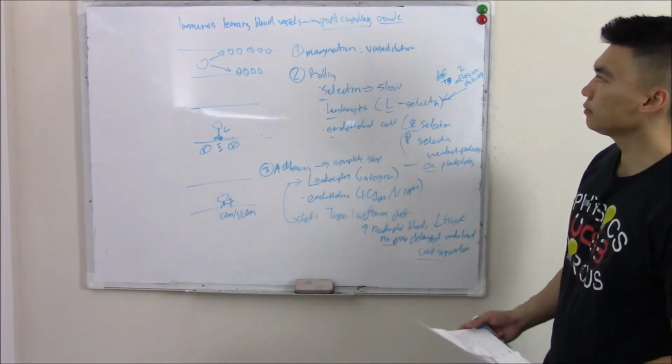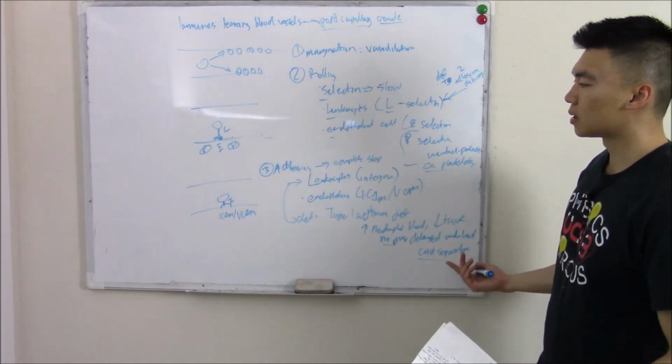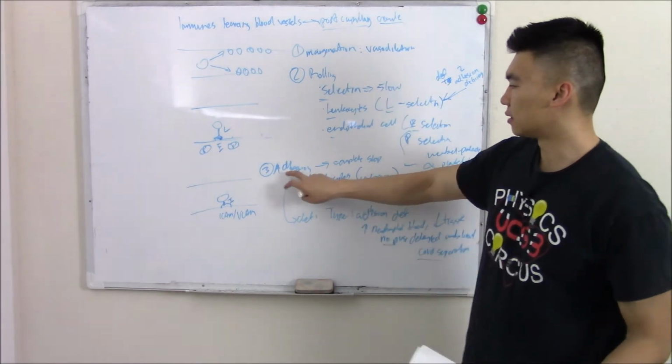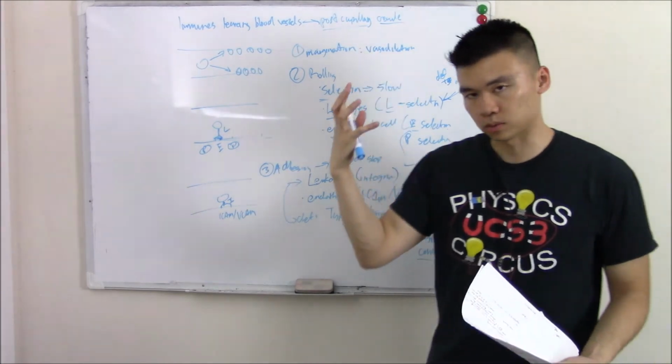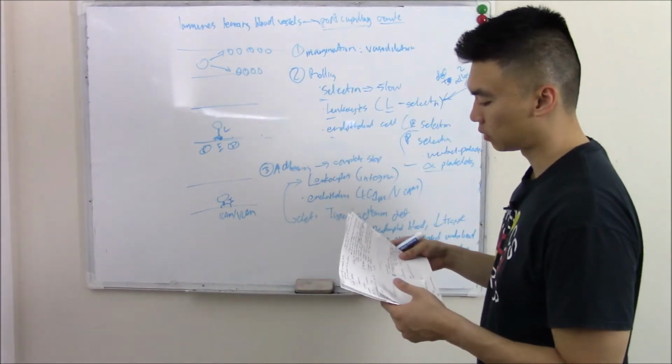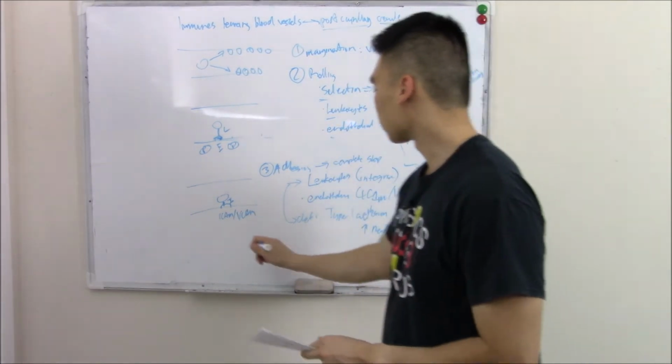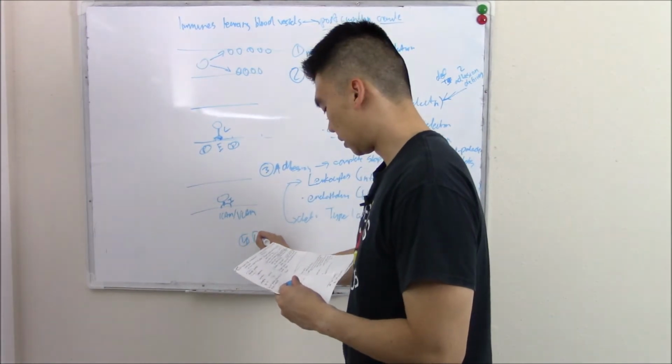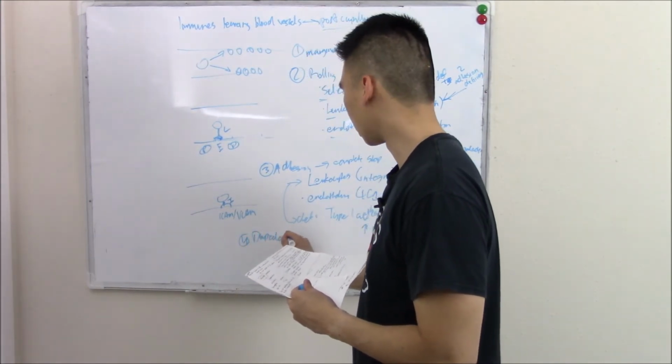All right. Or what step is disrupted? The adhesion step, coming to a full stop. All right, coming to a full stop. The fourth step is diapedesis, which means to leap through.